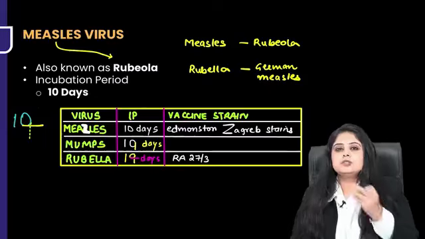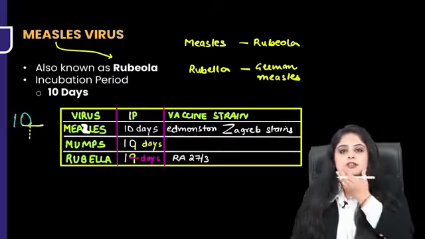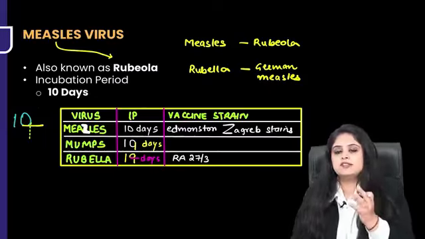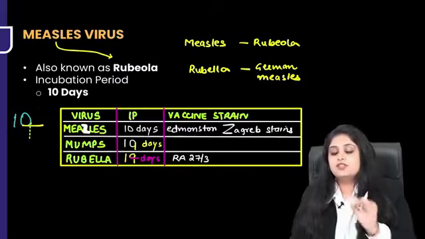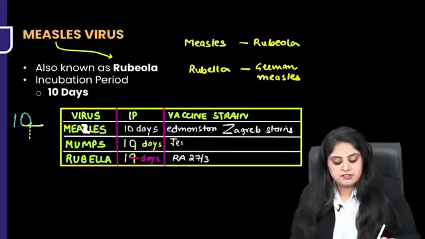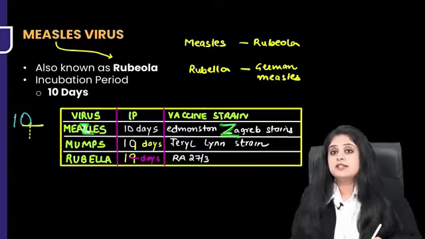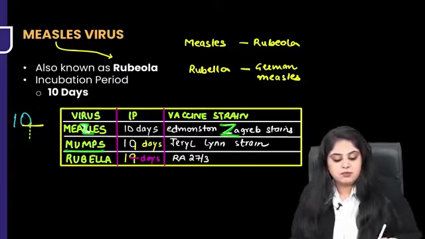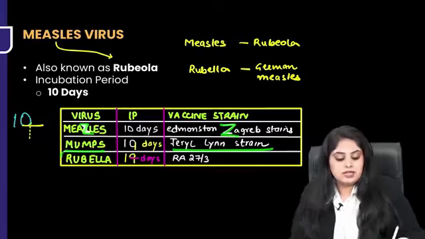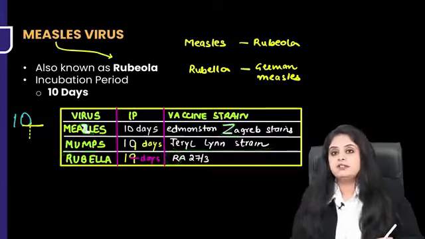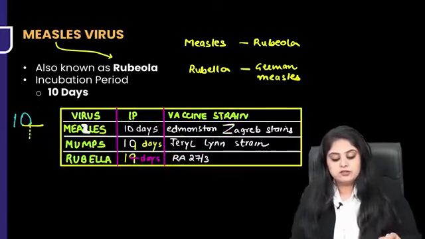Mumps, I will just teach you, there's always a photo of a small chubby-cheeked child. That child we have named Jerry. So the name of the vaccine strain is going to be the Jeryl-Lynn strain. So these are the strains that you have for MMR. Remember, for measles you have the Z, that is Zagreb strain. For mumps, you have the cute Jerry, that is Jeryl-Lynn, and for rubella, RA 27/3. What are the incubation periods? 10, 19 and 14. So this is what we've done.